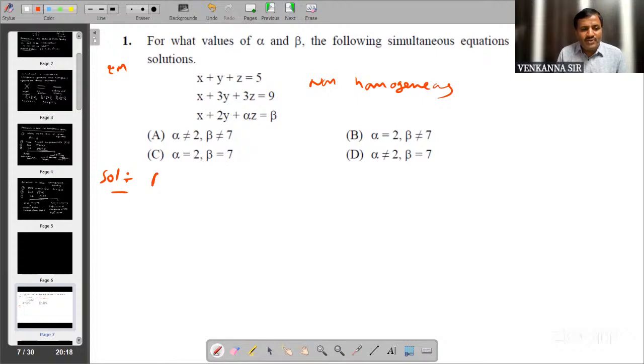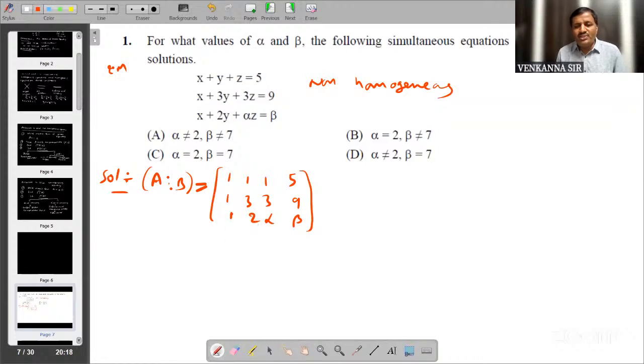As all of you know, non-homogeneous equations d1, d2, d3 are there. So first of all, we have to make its augmented matrix, the AB augmented matrix. What is the A matrix here? 1, 1, 1, 1; 3, 3, 1, 2, alpha; 5, 9, beta. So we have to find the rank of this matrix.